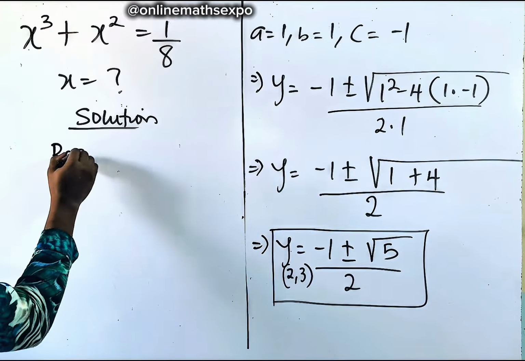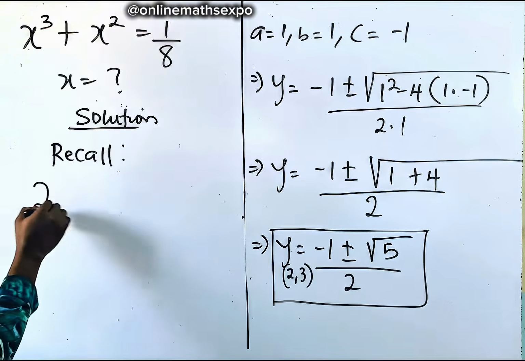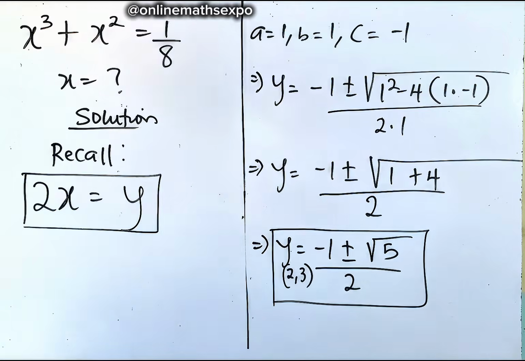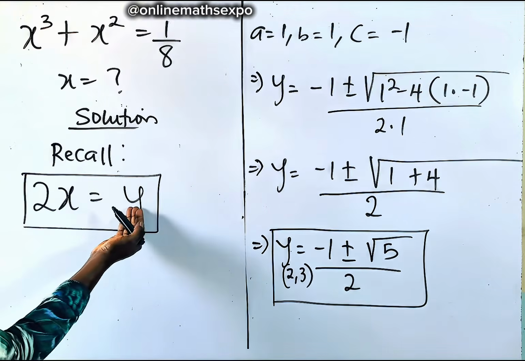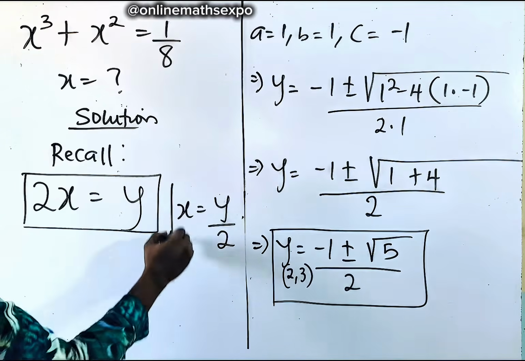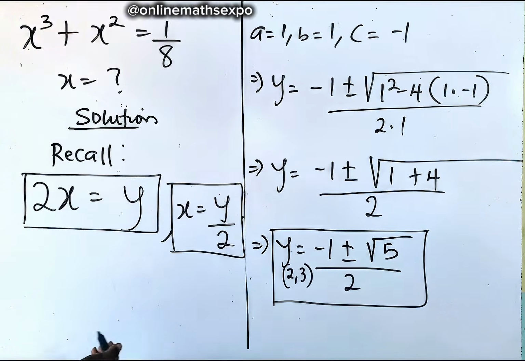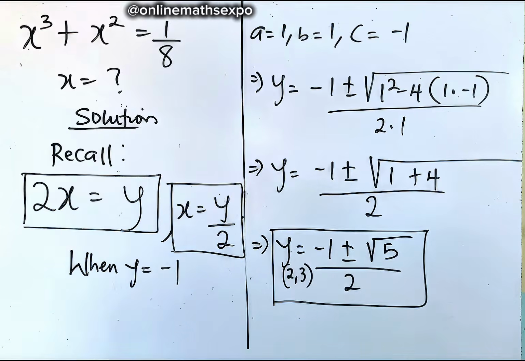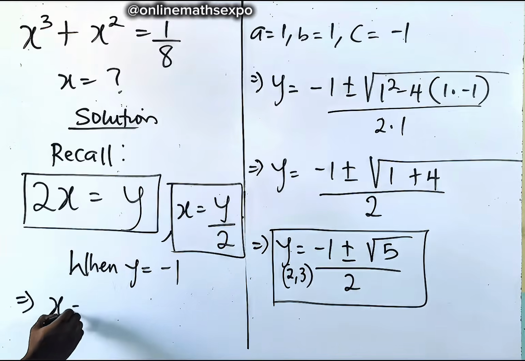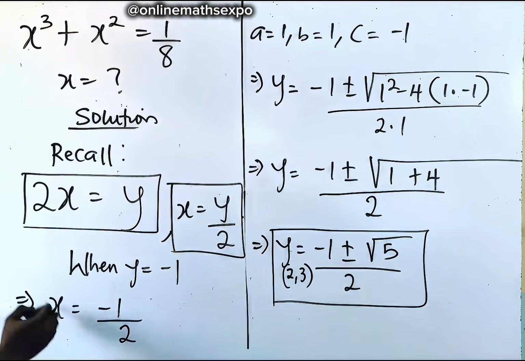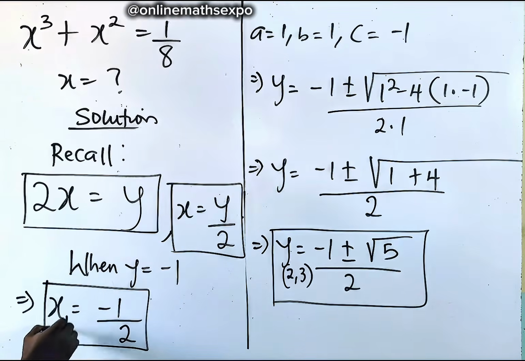So we recall, we said 2x is equal to y. So let's use this to get the value of x. And if 2x is equal to y, it means that x will be equal to y divided by 2. So that's what it means. When y is equal to negative 1, let's use this equation to get x. So we're going to have x is equal to, our y is negative 1, divided by 2. So this gives us the first value of x.